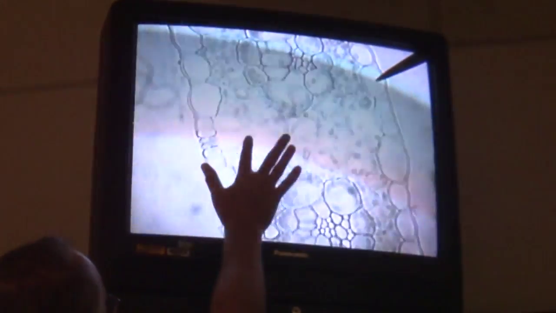Okay. What is this space right here? Substomatal space. It's right underneath the stomate. Stoma. What are these cells here called? What is that region that's called that way? Spongy mesophyll. That's right. And again, that's a bundle sheath cell right there. Okay.